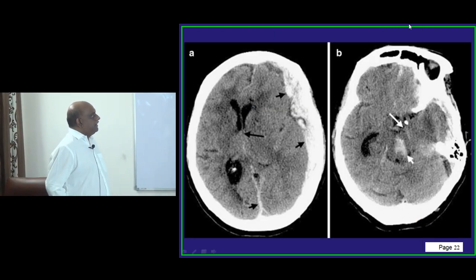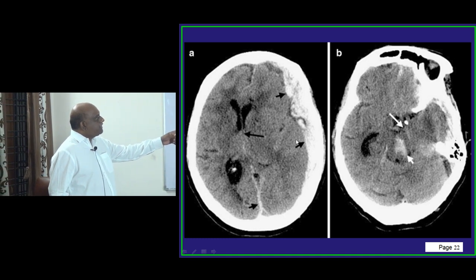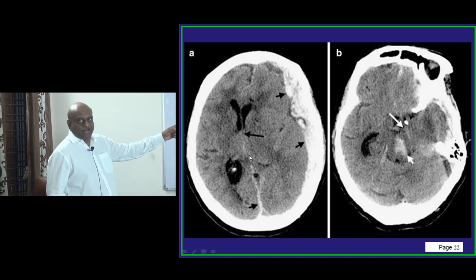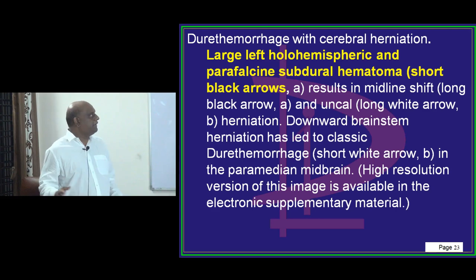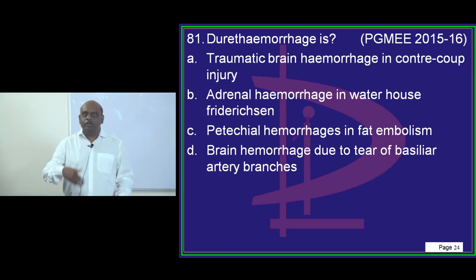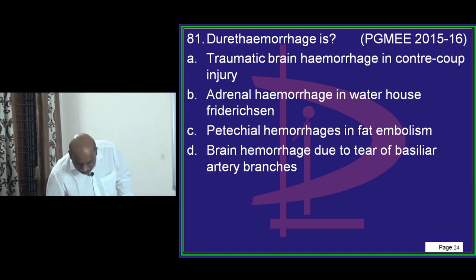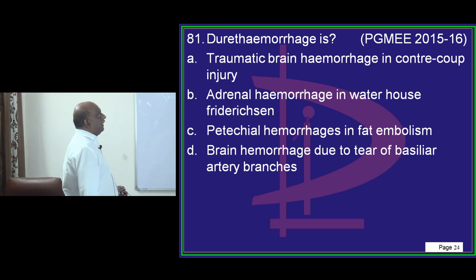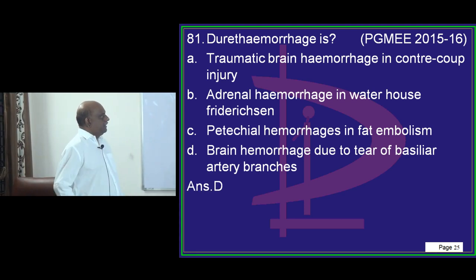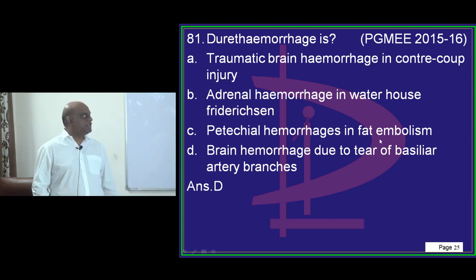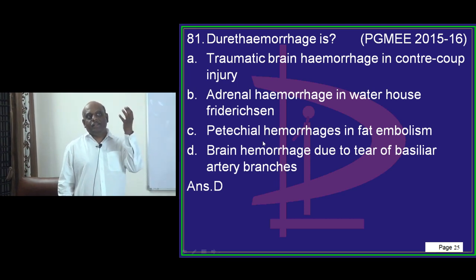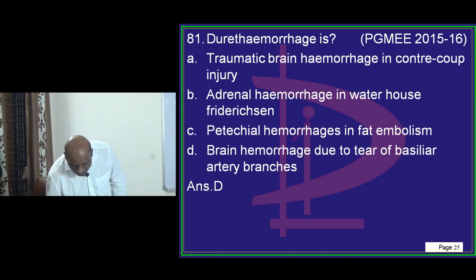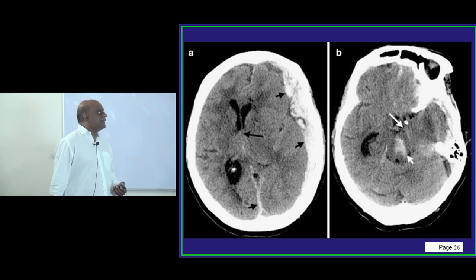This is another example you can see. There is a herniation happening due to raised intracranial tension. Midline shift is there. Because of that, there is a hemorrhage happening into the midbrain, which is typically the Duret's hemorrhage. Once more, the examiner asked in NEETPG 2015-16, where do you see Duret's hemorrhage? Whenever there is a tear of the basilar artery branches, there is a hemorrhage into the midbrain and pons, which happens when there is any tentorial herniation and raised intracranial tension. That is called the Duret's hemorrhage.